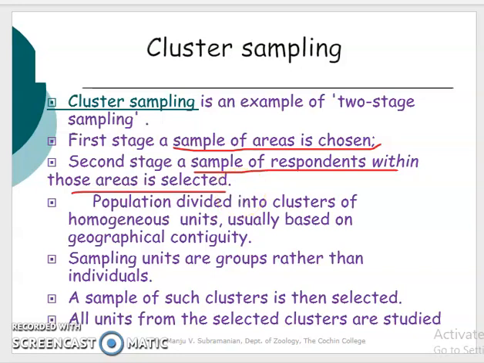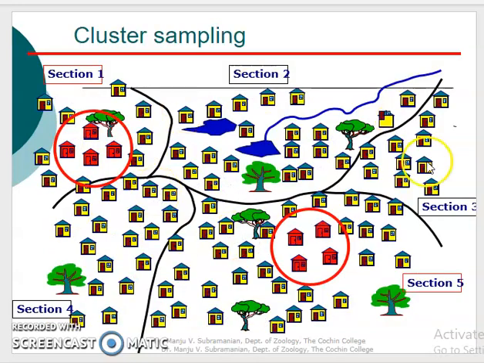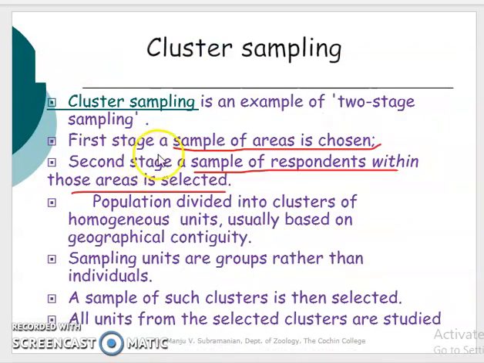So we have seen the picture here. The sample is selected from a section-wise grouping done first, and from that we are just choosing a cluster. So it's called the first stage. A sample of areas is chosen, and then a sample of the respondents within those chosen areas is selected. So there are two stages in cluster sampling.